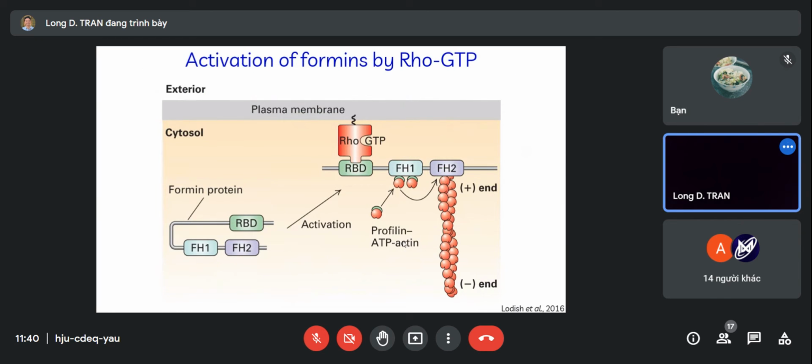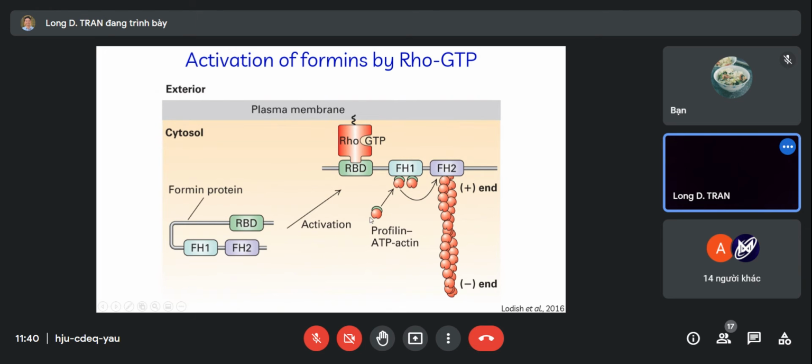And the formin in the normal situation is inactivated by folding on itself. And when the Rho binding domain binds to Rho GTP, Rho is a small GTPase. So when Rho binds to GTP, it becomes activated, and then it binds to the Rho binding domain of formin and then activates the formin. So once formin is activated, it dimerizes, but here they draw only one.